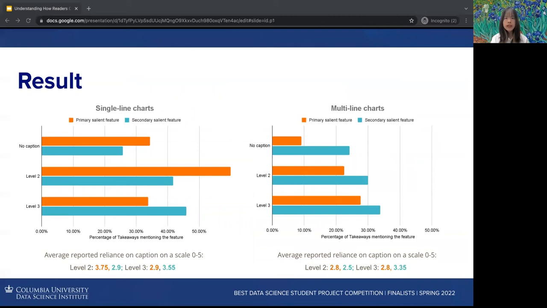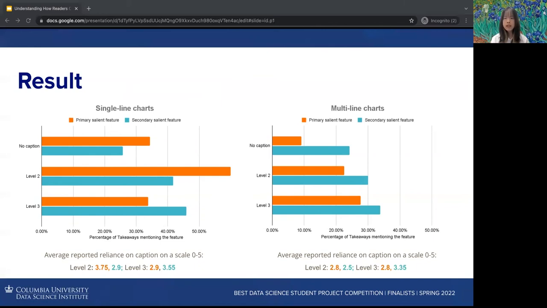On the left side is our result for the single-line charts. As we can see, when there's no caption, there are roughly 34% of takeaways mentioning the primary salient feature. However, when a level 2 caption is added, the percentage increases significantly. A level 3 caption, however, does not seem to be as effective. For the secondary salient feature, adding a level 3 caption increases the percentage further.